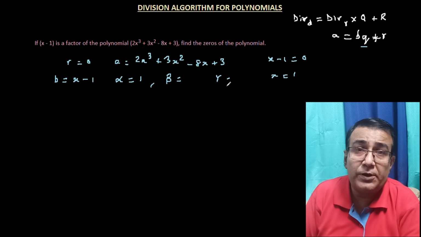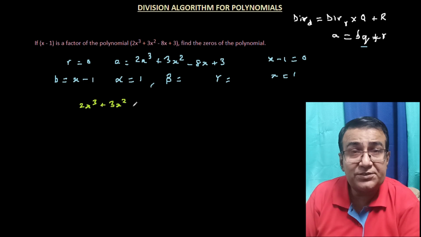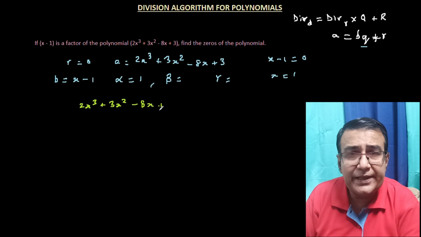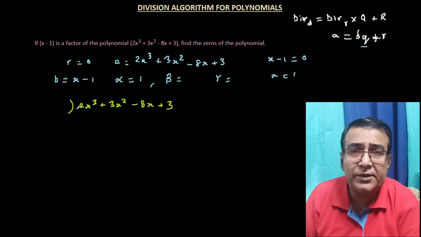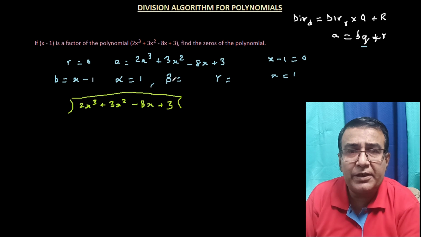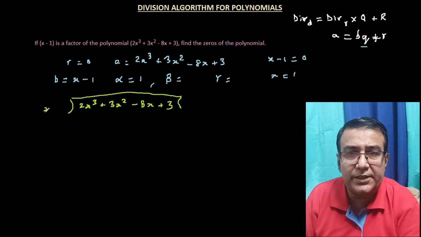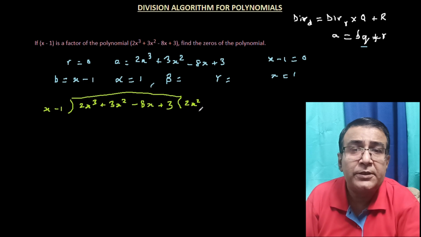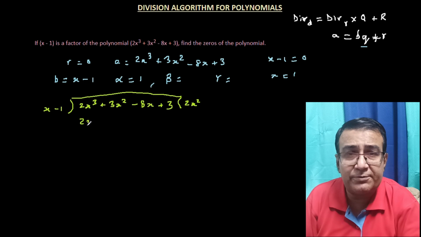Well, to find it out, we do the long division method again. So we write the dividend inside the box, which is 2x cubed plus 3x square minus 8x plus 3, and the divisor x minus 1 comes outside the box. So 2x cubed divided by x gives us 2x square. 2x square goes into the quotient. We multiply this by the divisor. So 2x square times x gives us 2x cubed. 2x square times minus 1 gives us minus 2x square.